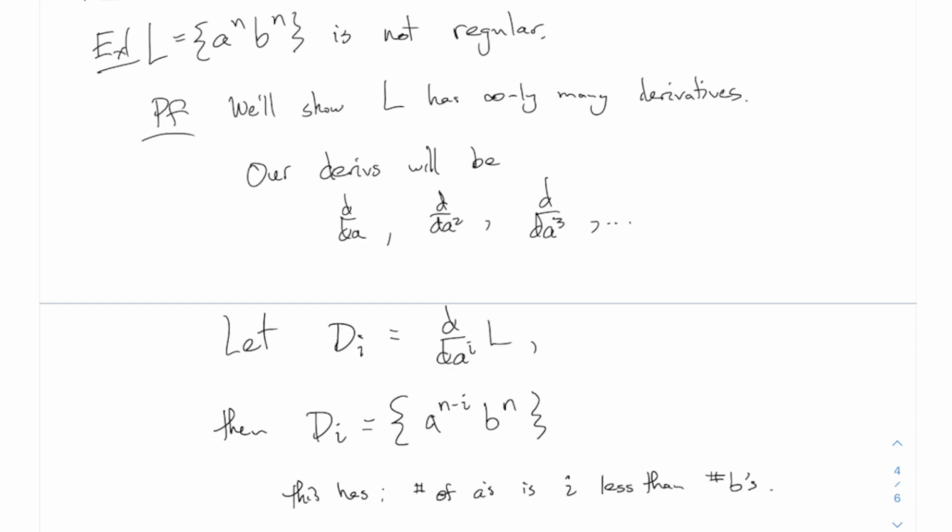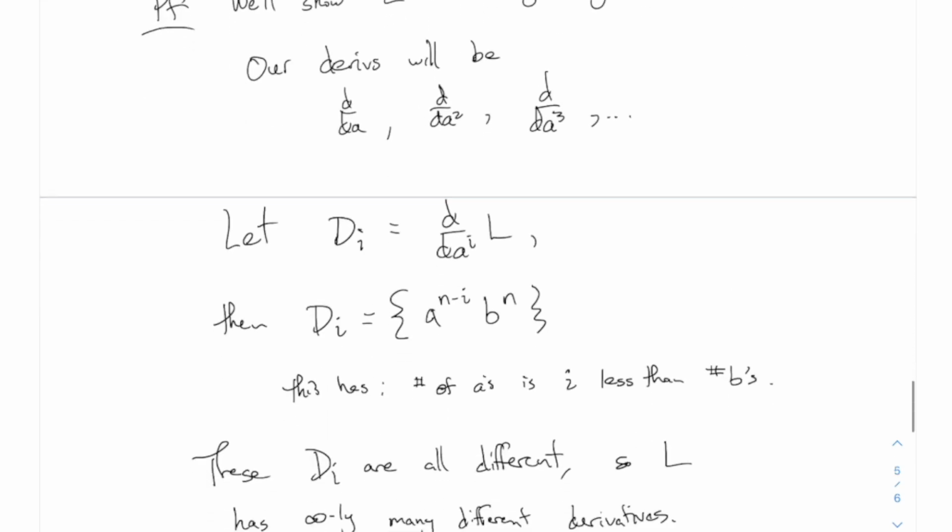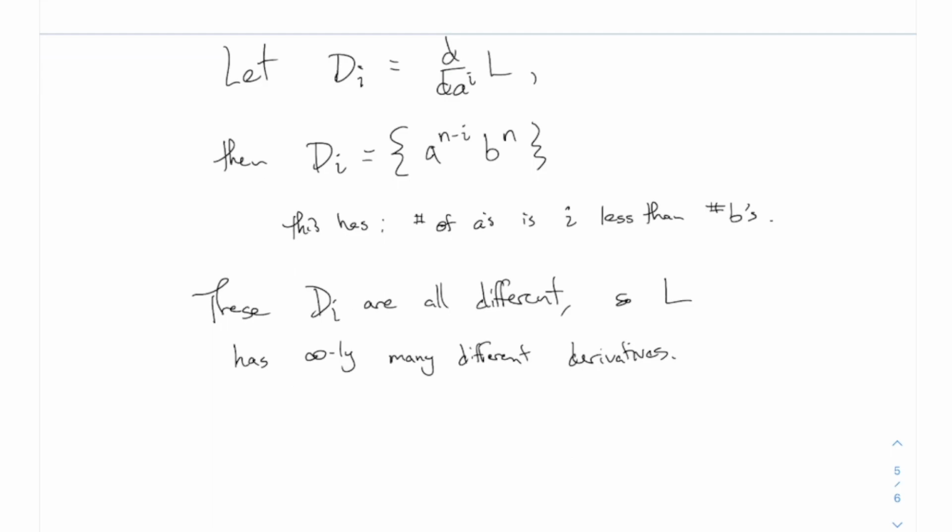And so you might be tempted to wonder, maybe that's actually the same as a to the n, b to the n. Because it doesn't matter, like in the examples we were doing before, you take away some of the A's, but you just still have a bunch of A's, right? But in this case, it's not. These are not the same anymore, right? This one has the same number of A's and B's, but that's not the same as this, in which there are fewer A's than there are B's. So those are not the same anymore. These really are different. These D_i's are all different, and that means L has infinitely many derivatives, which means L is not a regular language.